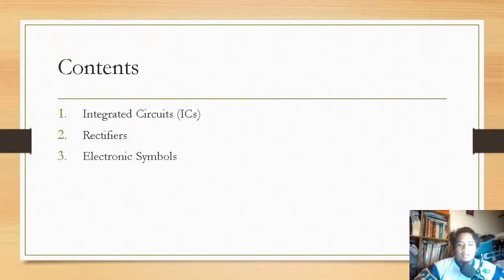So, we will explain about integrated circuit and then rectifiers and lastly, electric symbols. So, I will pass to the next presenter.